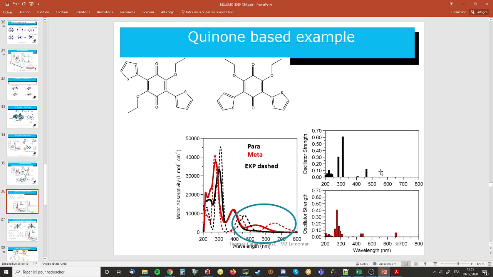By the way, if you compare here, you have a band that is anticipated at 550. I think the calculation is here, and this is the experimental data, because my oscillator strength is at 660. But here you have a difference.